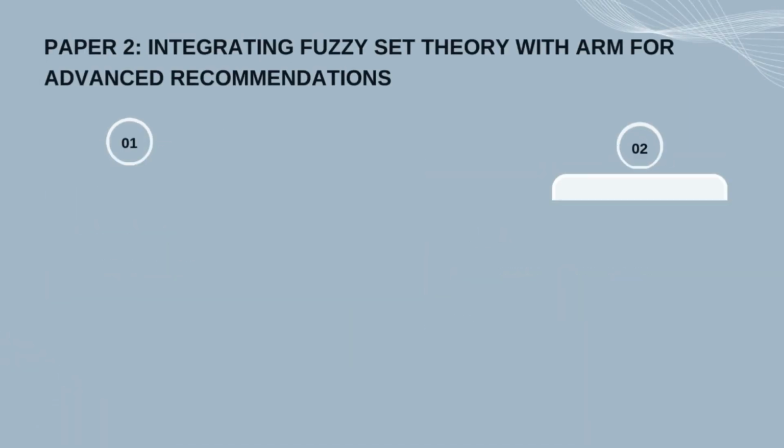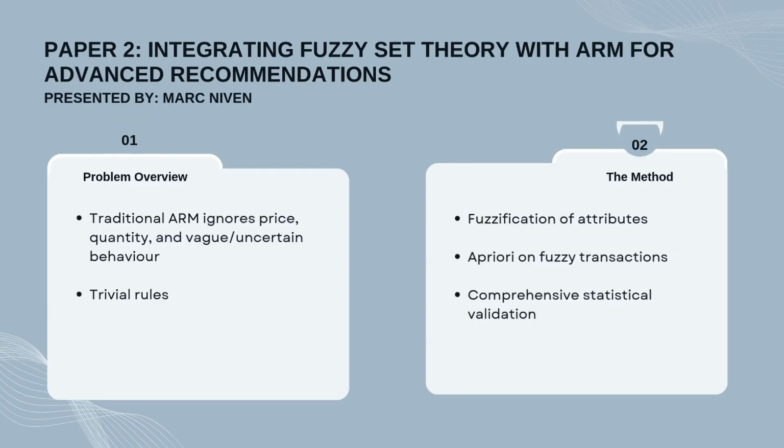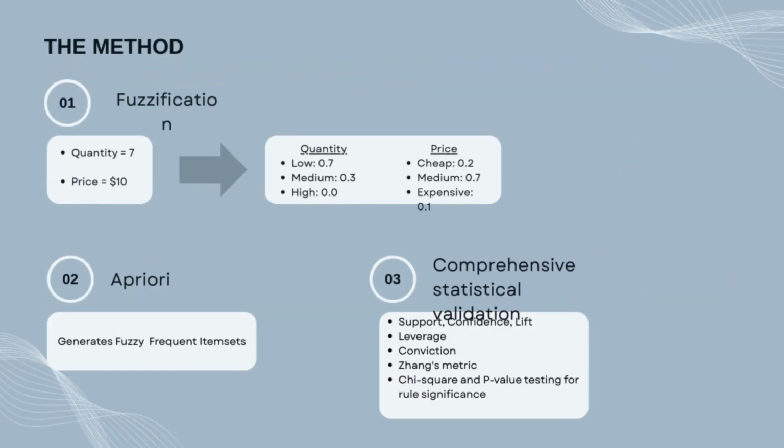As for my second paper, integrating fuzzy set theory with ARM for advanced recommendations, this paper addresses a different challenge. Traditional ARM ignores things like price, quantity, and vague consumer behavior, and produces trivial rules that are not meaningful for recommendations. So the authors propose integrating fuzzy set theory with ARM to capture more human-like and context-aware patterns. First, fuzzification is performed, where attributes like price and quantity, as you can see in this example, are converted into fuzzy categories such as cheap, medium, or expensive, with membership values like 0.7, 0.3, and 0 for quantity.